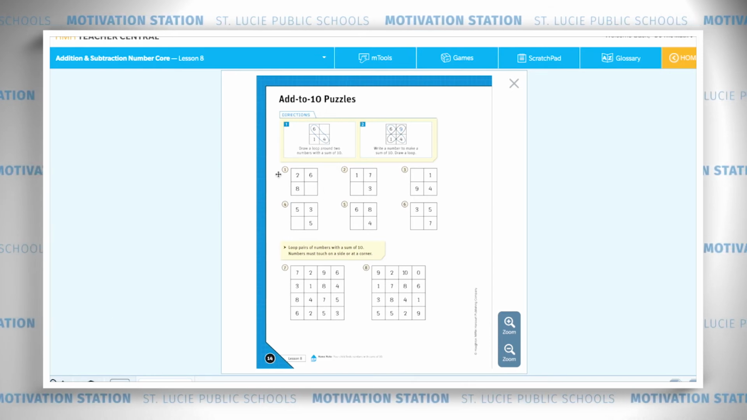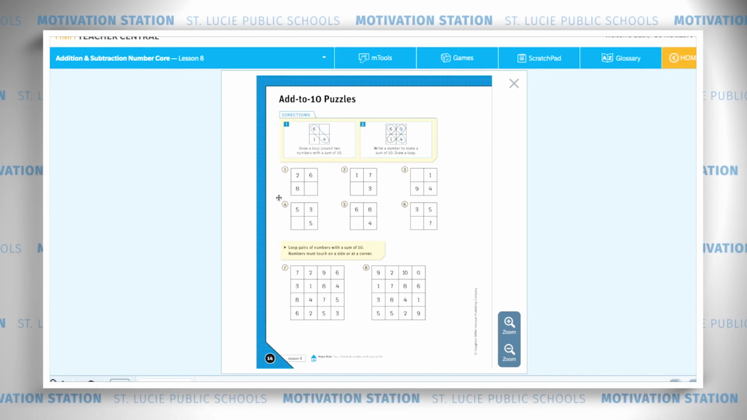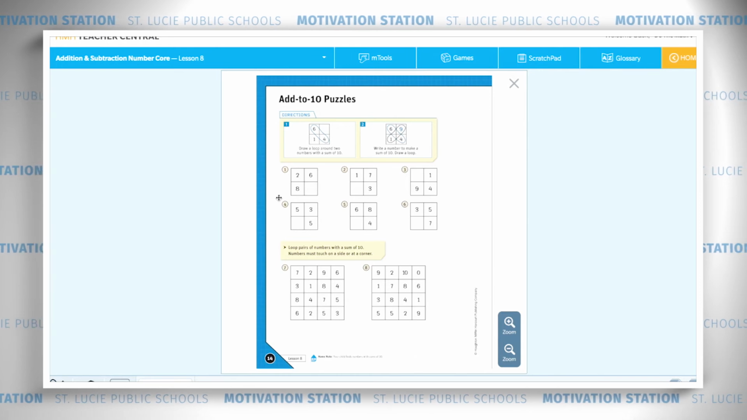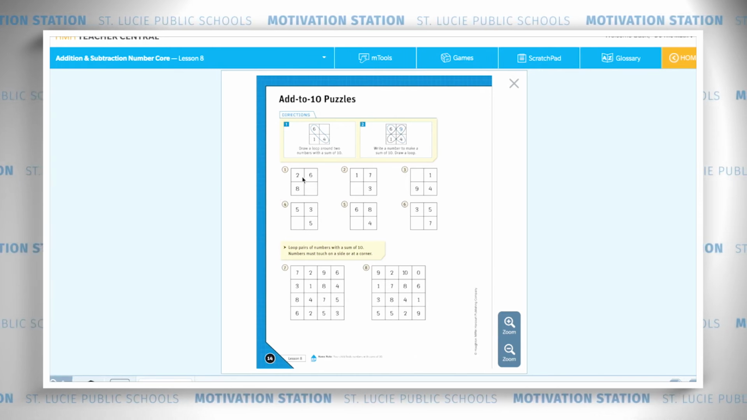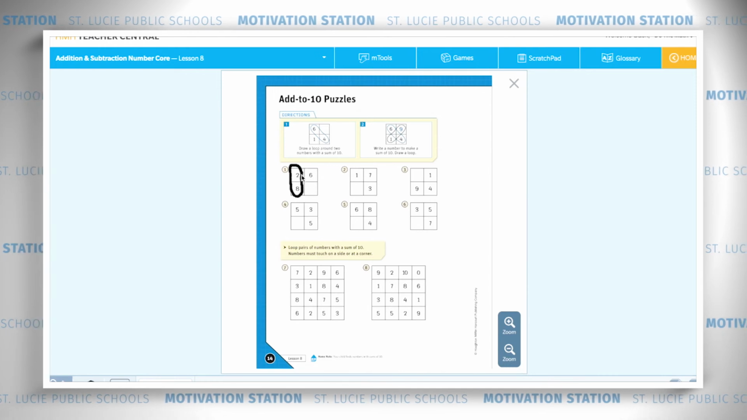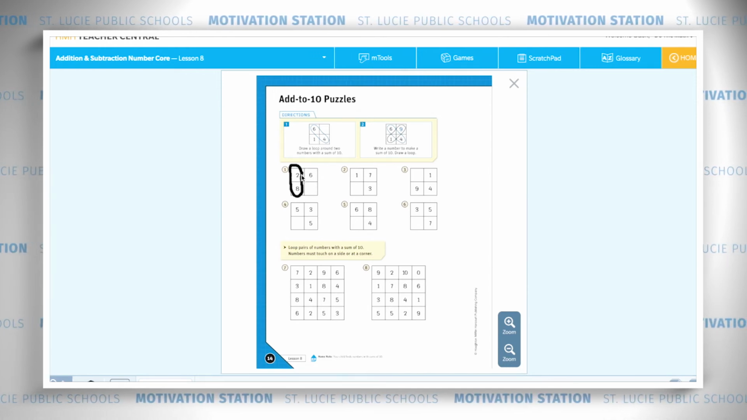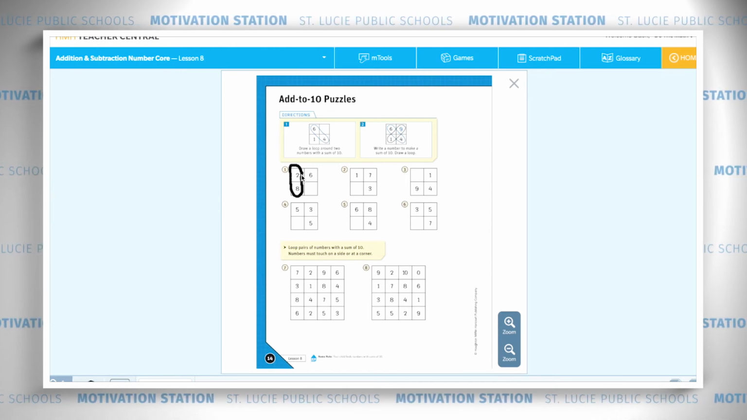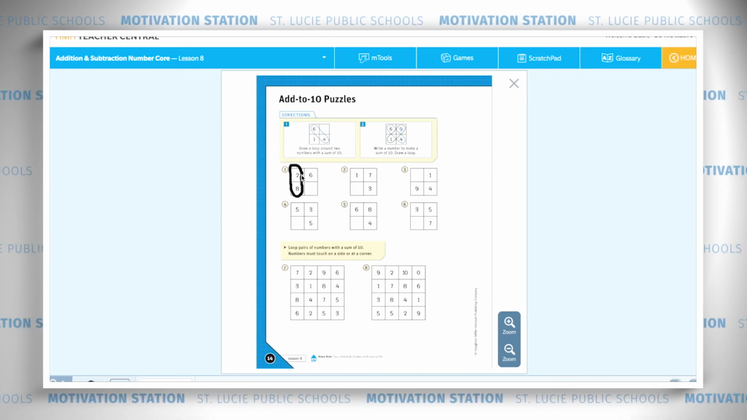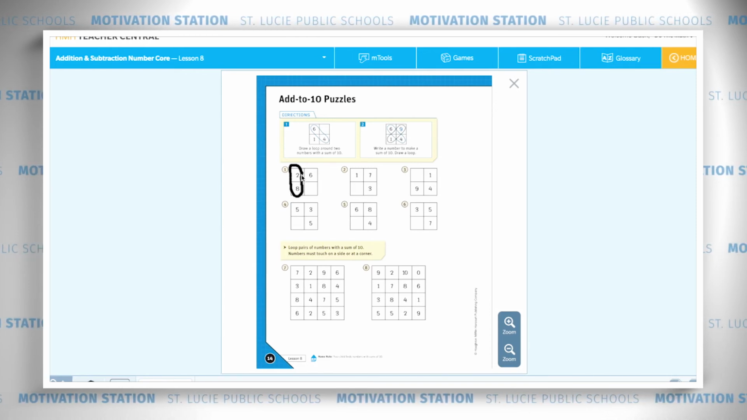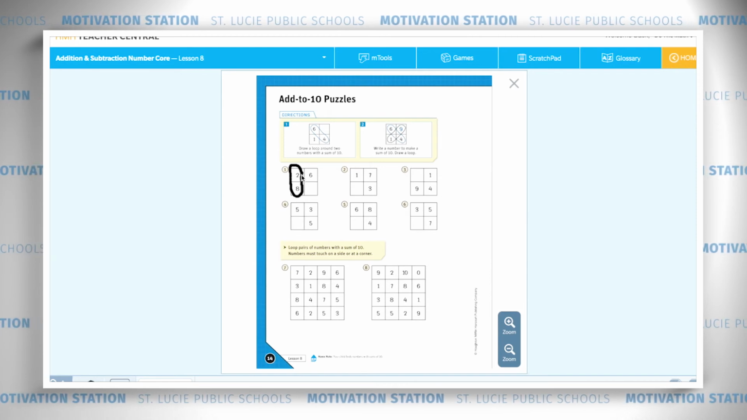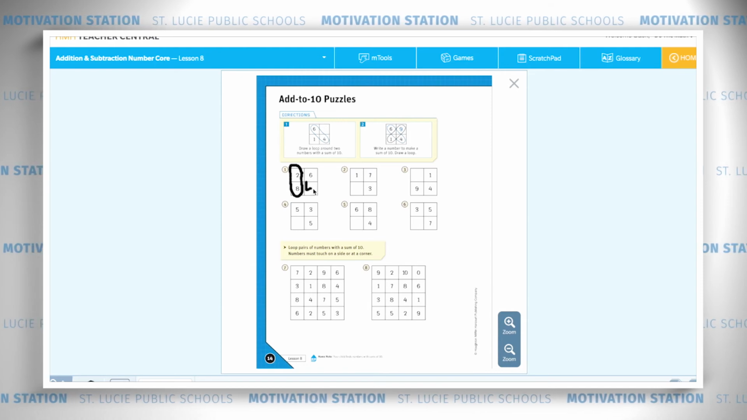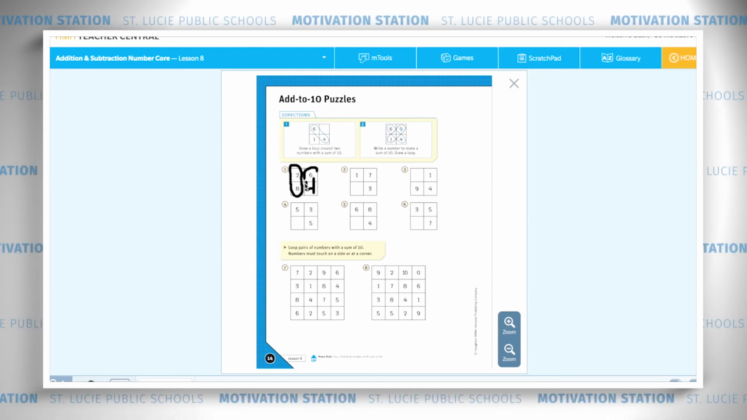Now we have to look to see which of these number pairs make 10. Which make 10? Oh, 2 and 8. Okay. 2 plus 8 equals 10. Awesome job. Now, 6 plus what? What plus 6 will get me to 10? Do you know? You can always use your tens frame to help you. You're right, 4. So I'm going to fill in 4. 6 plus 4 equals 10, and then loop.